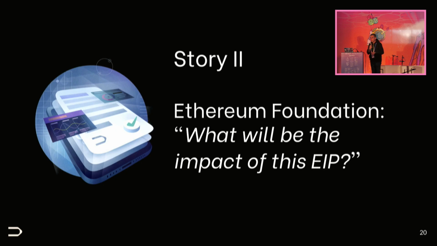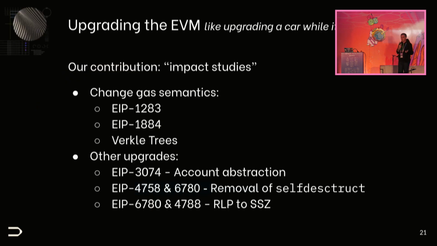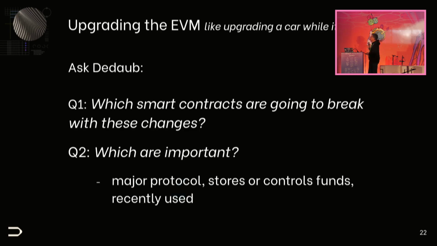Moving on to story number 2. The Ethereum Foundation often asks itself, what will be the impact of this improvement proposal, this EIP, on all deployed smart contracts? And whenever this happens, we are the natural people to ask. So we've done lots of studies for the Ethereum Foundation over multiple EIPs or things that don't even have an EIP code, like the upcoming Verkle tree transition. All sorts of upgrades. We study their impact over all deployed contracts. So we are being commissioned to study the impact of all of that.